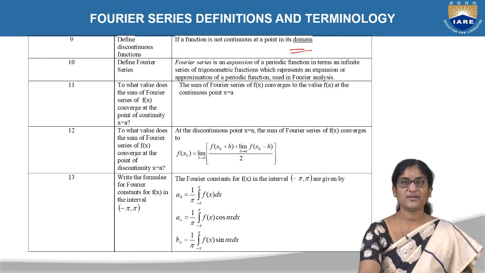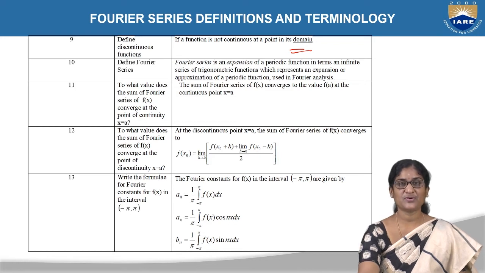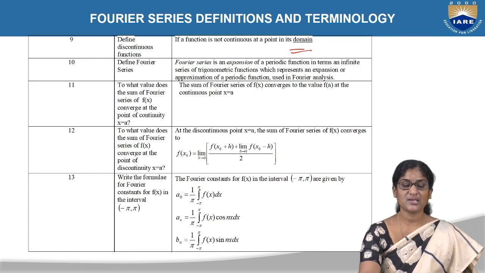Next, to what value does the sum of the Fourier series of f of x converge at the point of continuity x is equal to a? The sum of the Fourier series of f of x converges to the value f of a at the continuous point x is equal to a, because one of the conditions for applying the Fourier series is that the function should be continuous. That is why we say that it should be continuous at the point x is equal to a.